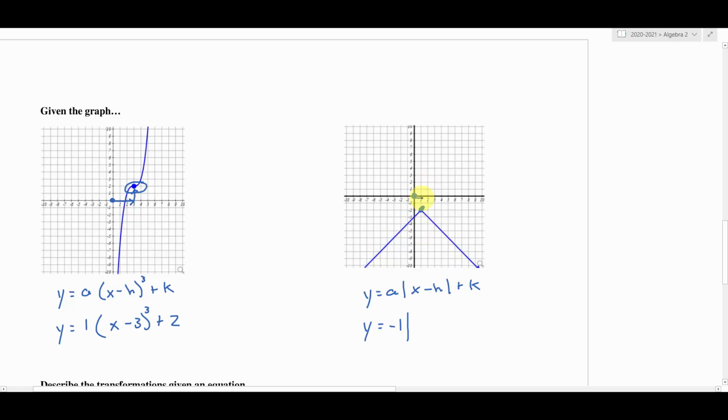So I'm going from 0 to the right 1. So to move right 1, I need an x minus 1. And then it goes down 2 to get to -2 here. So I'm going to go -2 for the k value. And that completes my equation for that one. Okay.